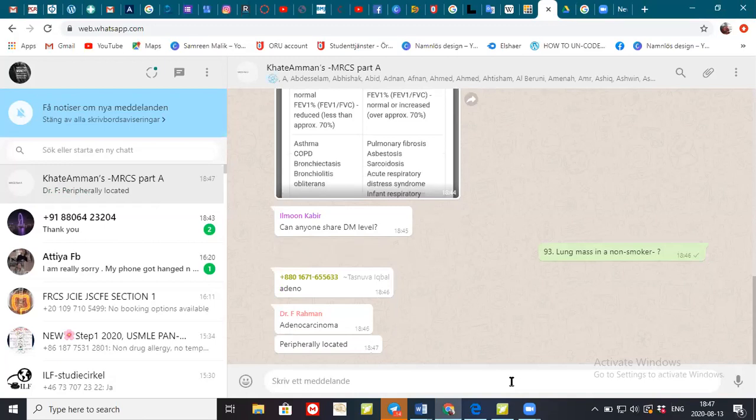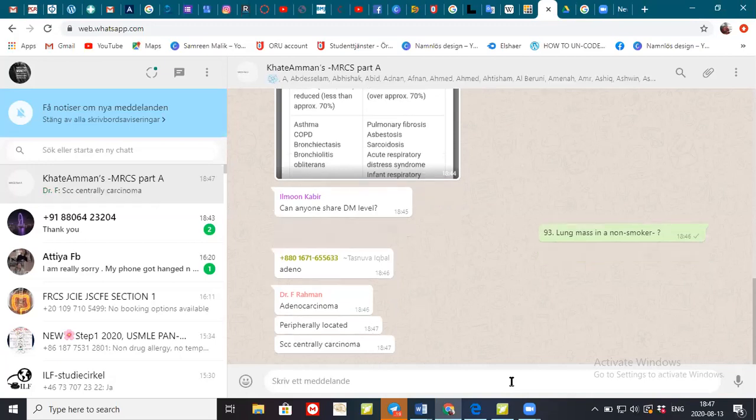Then we have non-small cell carcinoma: adenocarcinoma, squamous cell carcinoma, and large cell carcinoma. Adenocarcinoma is in non-smokers, and it's peripherally located. Squamous cell carcinoma is centrally located, but it differs from small cell in that it disseminates late, and it's associated with increased calcium level due to parathyroid-related hormone. Large cell carcinoma is the least common, around 10%.